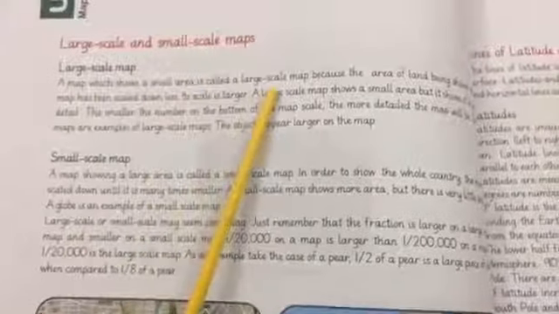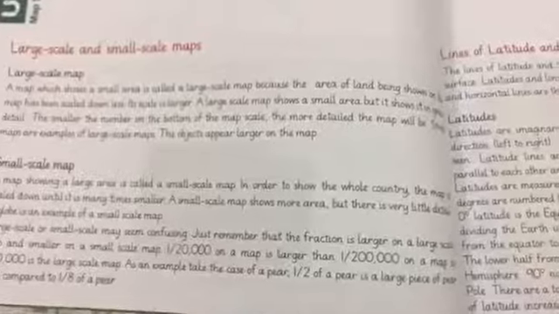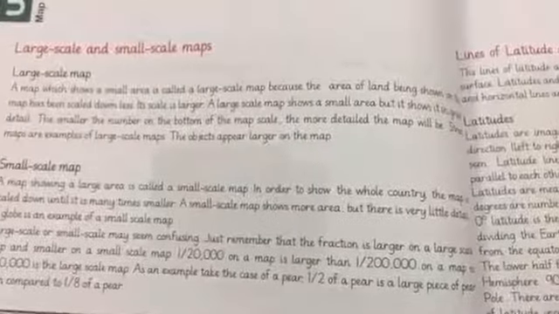Then we have the large scale and small scale maps. The large scale maps, what are the large scale maps? A map which shows a small area is called a large scale map because the area of land being shown on the map has been scaled down less. Now what happens is if we have a small map, right? So it is called a large scale map. Why is it called a large scale map? Because the area or the land which is shown on the map is scaled down less, right?